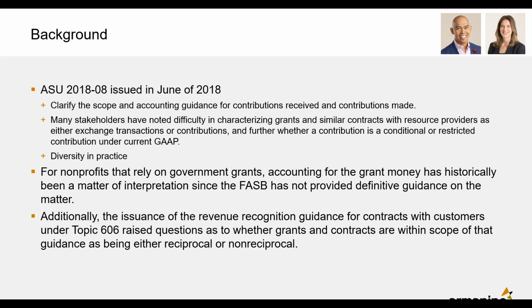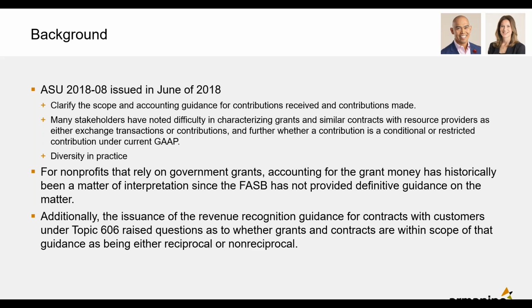So just a little bit more background. As we mentioned today, we're talking about the new standard for nonprofits in terms of recognizing grant and contribution revenue. Just a quick recap here, the standard was issued in June of 2018, so hard to believe that was almost a year ago, about 8 months ago.